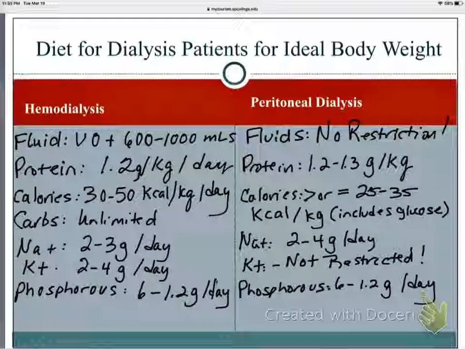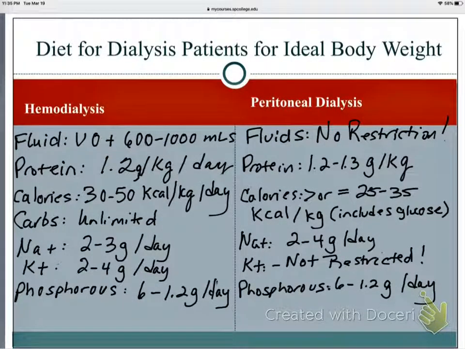Anybody saying no? Okay. All right, diet. Of course, we have to watch our diet. And there is a comparison sheet in your textbook on page 1082. And test questions love these little boxes, right? So, nutrition-wise, for fluids, right? For hemodialysis we have urine output plus 600 to 1,000 mLs. For peritoneal dialysis, there's no fluid restrictions. I would commit that to memorization.